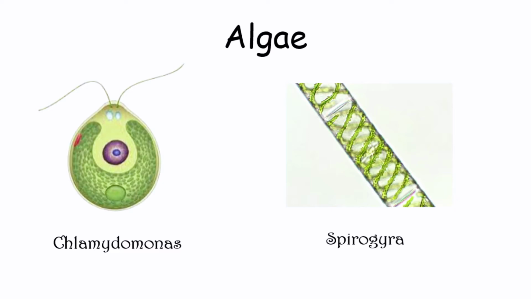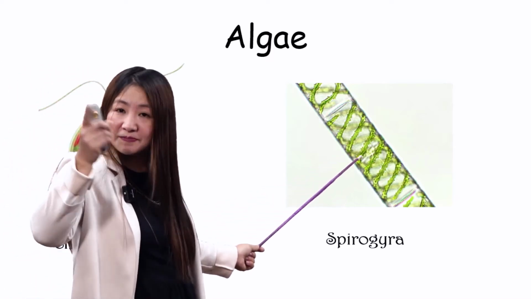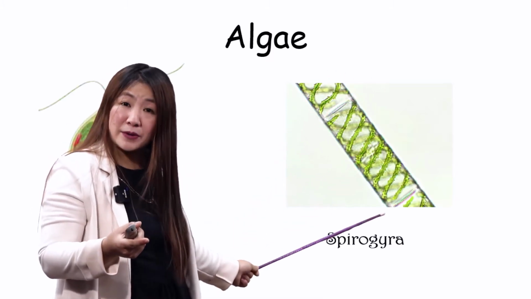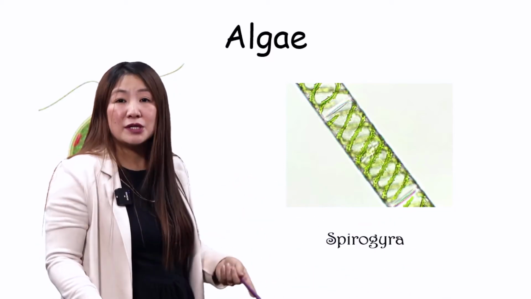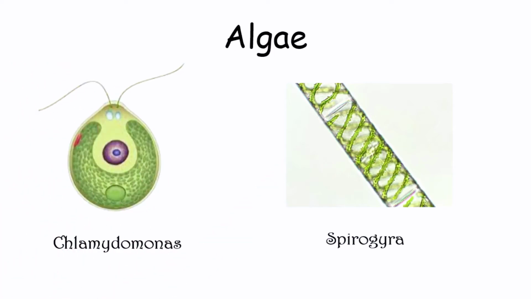Then algae. See, algae: Chlamydomonas. Yes, repeat after me. Chlamydomonas. See, it looks like eyes and has whisker-like tentacles. Then Spirogyra. Do you remember seeing this in the pond water slide? Yes, in the first slide I showed you, the pond water looks like this. This is Spirogyra. They're found in, like, fishery ponds, in water. So examples of algae are Chlamydomonas and Spirogyra.